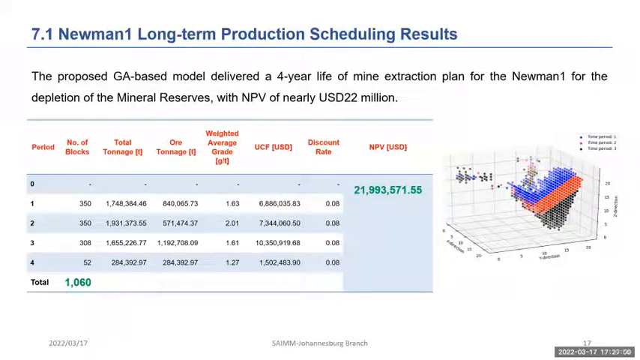So this is a very small block model, and it was needed to test the genetic algorithm model that was developed. And the graphic shows all the blocks that need to be mined in the first year of production in blue, in red in the second year, and in black in the third year of production.